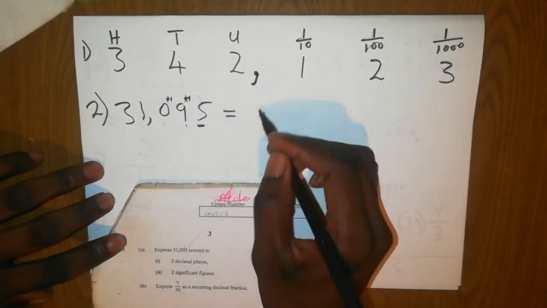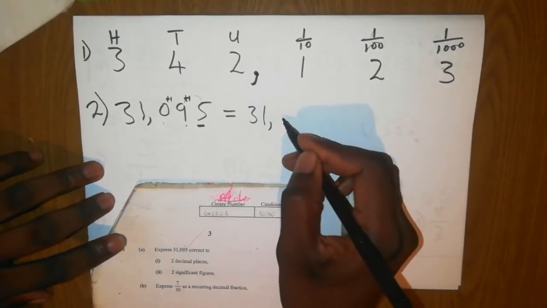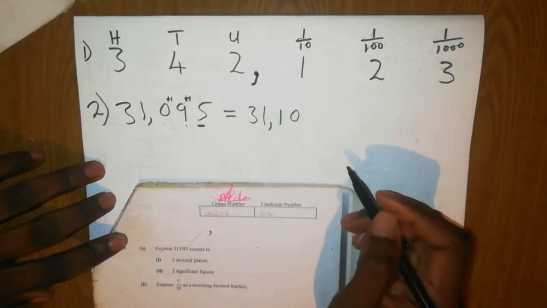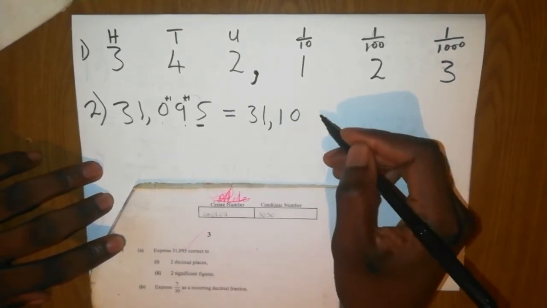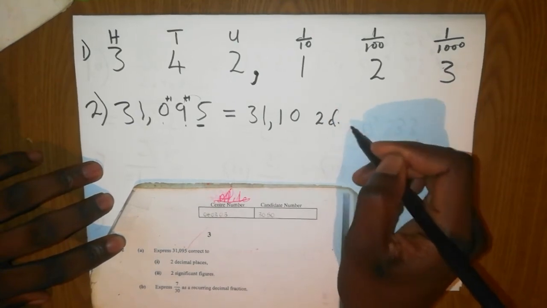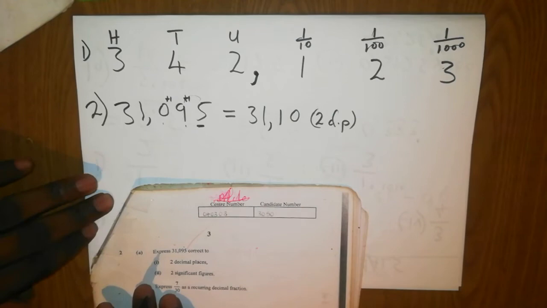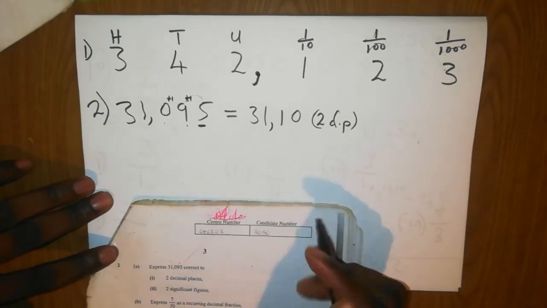So our answer is going to be 31.10. These are your two decimal places. You see? Then we are moving on to significant figures.